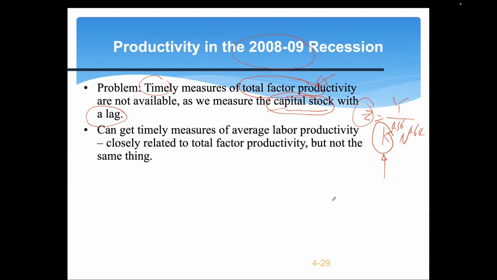However, we can get a timely measure of average labor productivity. Essentially, we measure how many goods or services each worker produces. This is something you can calculate because you observe Y, right? In a very crude way, labor productivity is equal to Y divided by N. You observe Y, you observe N.